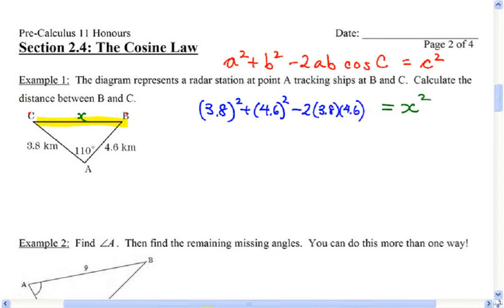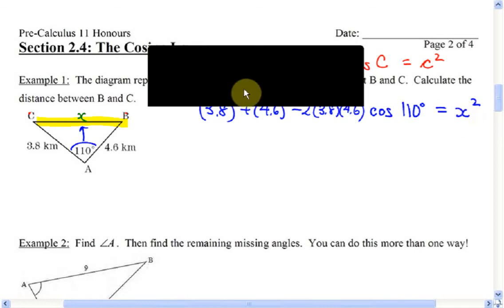And then what else do I need over here? It's minus 2AB cosine of angle C. What's angle C? The 110. And notice that angle is always across from the side that you're actually trying to calculate. Okay? Let's calculate. So bring a calculator, please.